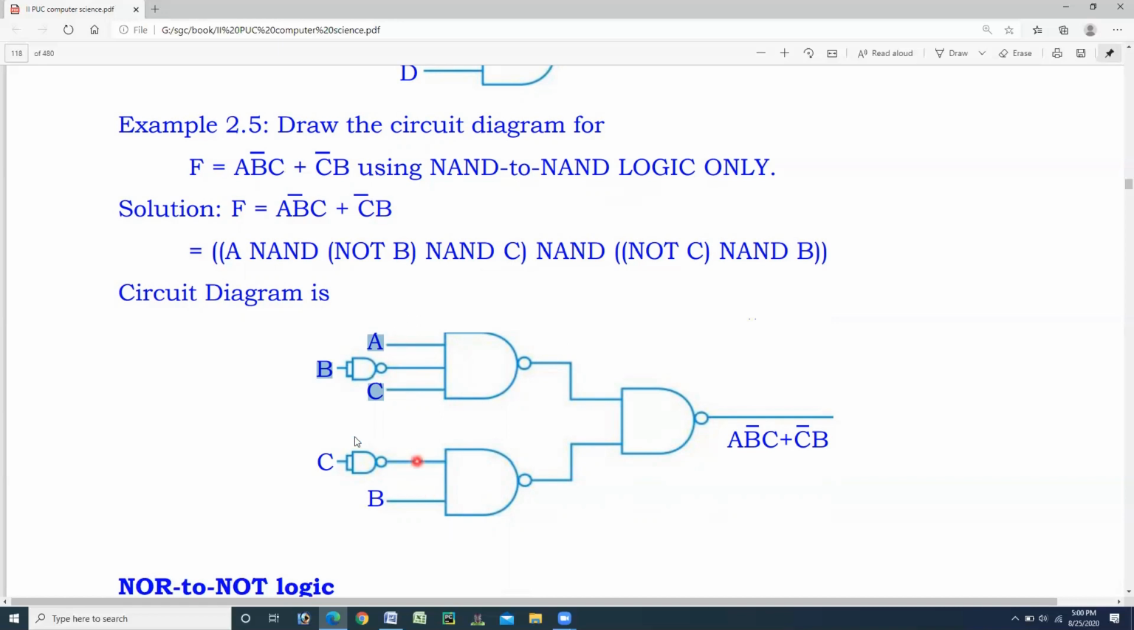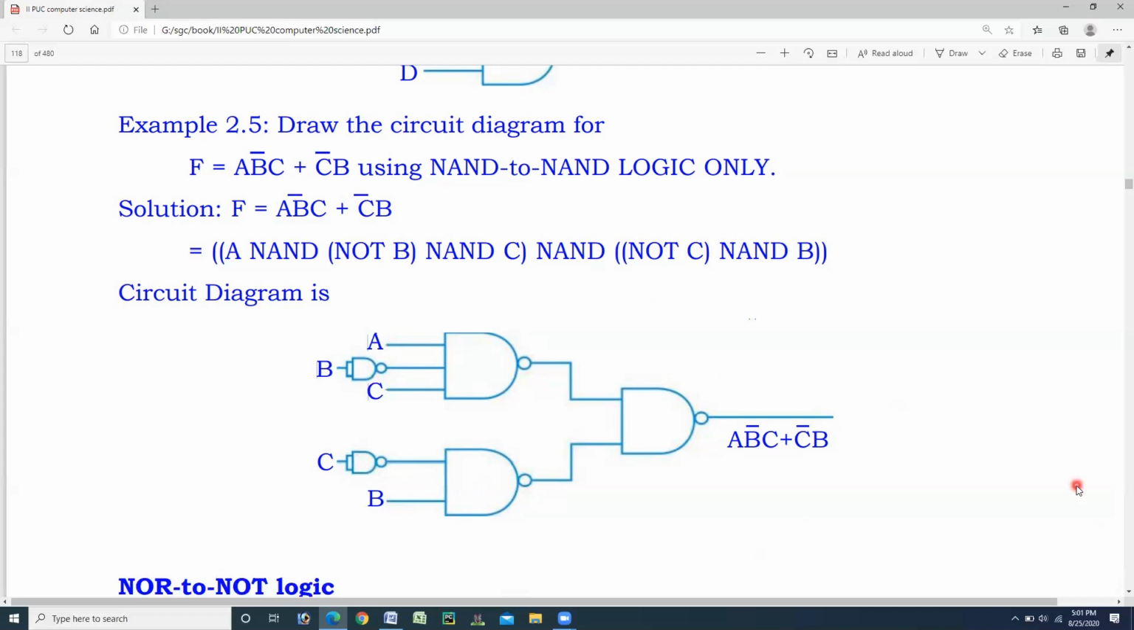Again, you have to follow the same method. C you can give as a common input for one NAND gate, then what we get is C complement, and B. C complement B is the input for this gate. Then for the final output, the outputs of these two NAND gates are the inputs for the third NAND gate, and the output will be A, B complement C plus C complement B.